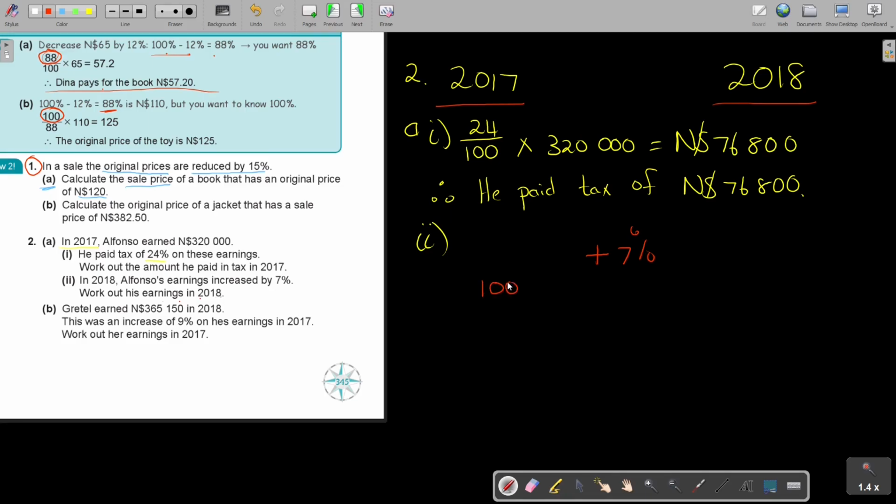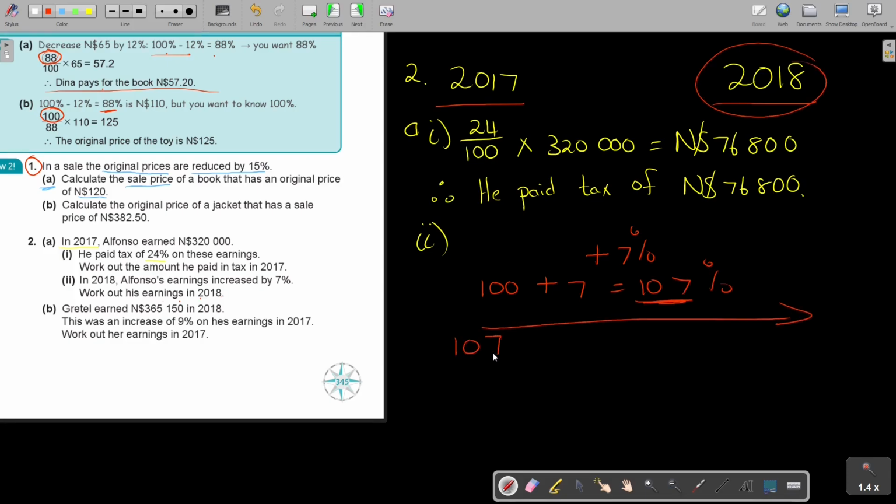It was 100, it was 7. So it's now 107%. And I want to know 2018. I want to know this. So I'm going to say 107 over 100, and I'm going to multiply it with the 320,123. I always like to bring the unit in later if I'm going to write a sentence, just to spare a little bit of writing.